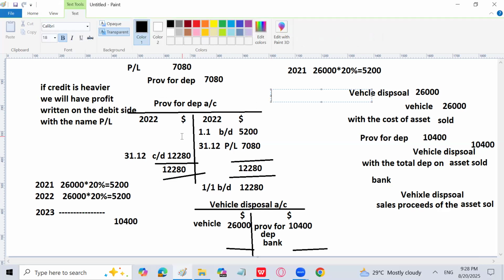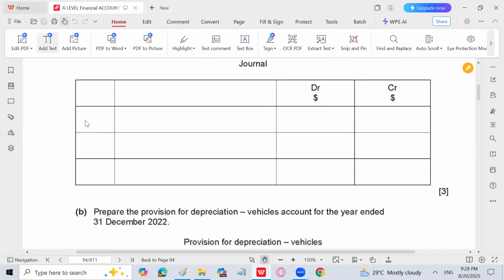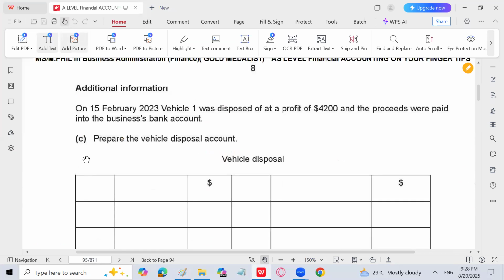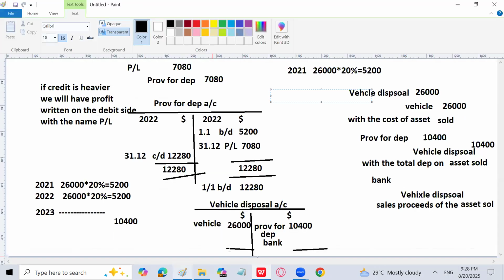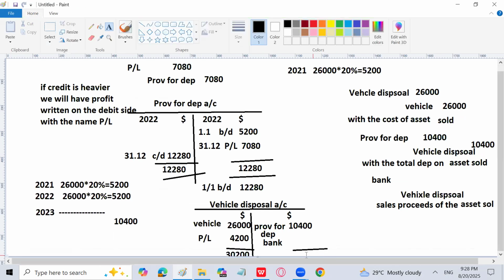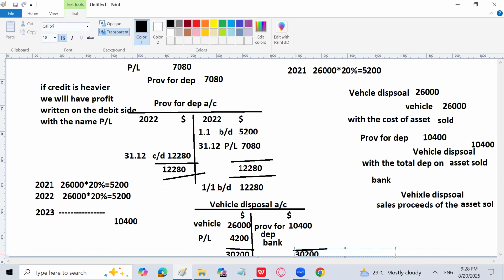देखते हैं अब इस क्वेश्चन में उसने profit is already given in the question. See, it is clearly stated. He has given that in the preparation of vehicle disposal account, it was disposed of at a profit of 4,200 and the proceeds were paid into the business bank account. So we know the profit, but we don't need the bank proceeds. So profit is 4,200. It will be written on the debit side with the name profit and loss account 4,200, and the total amount of the debit side we can write now, that is 30,200. This amount will also come on the total 30,200.